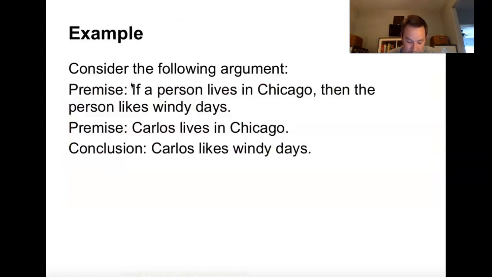All right. So let's try one together here. If a person lives in Chicago, then the person likes windy days. Carlos lives in Chicago. Carlos likes windy days.